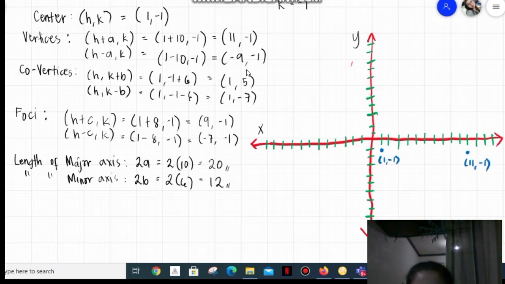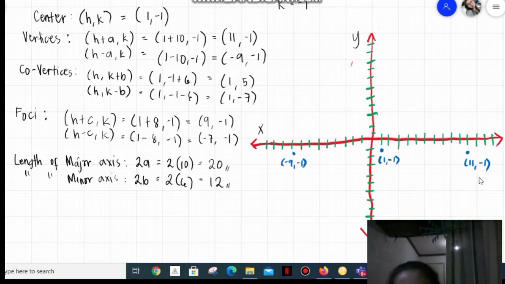Next naman natin is si (-9, -1). So, bilang lang 1, 2, 3, 4, 5, 6, 7, 8, 9. So, this is negative 9 and then negative 1 sa baba. Ayan, so ito yung ating (-9, -1).